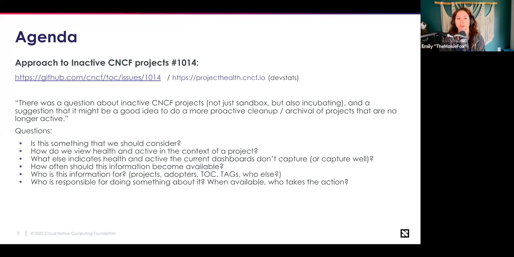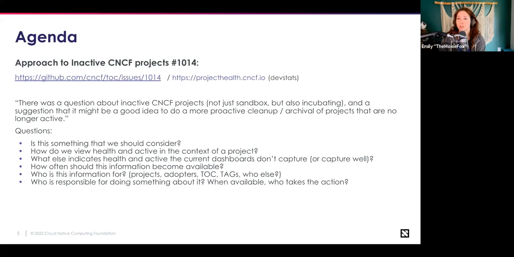It could be any number of reasons. Maintainers could have taken some time off to go deal with some personal matters or change companies or organizations, but we might expect them to come back. So I wanted to open the floor to the discussion. We've got some initial questions here that I think can help drive the conversation a little bit in this space.